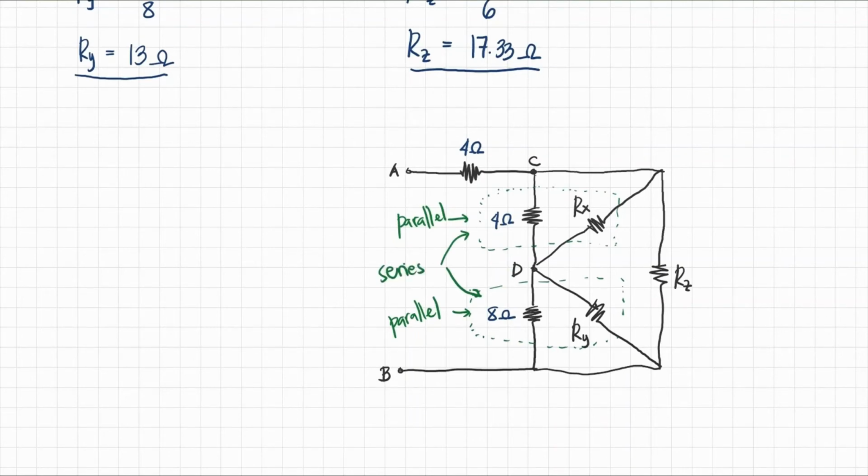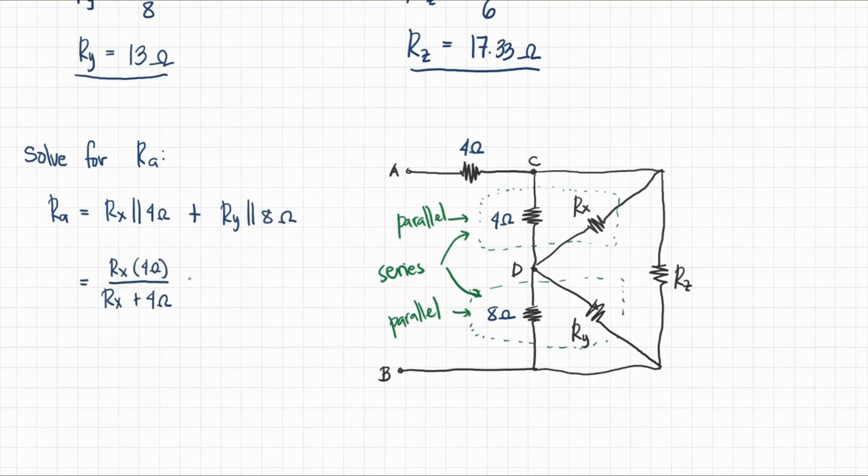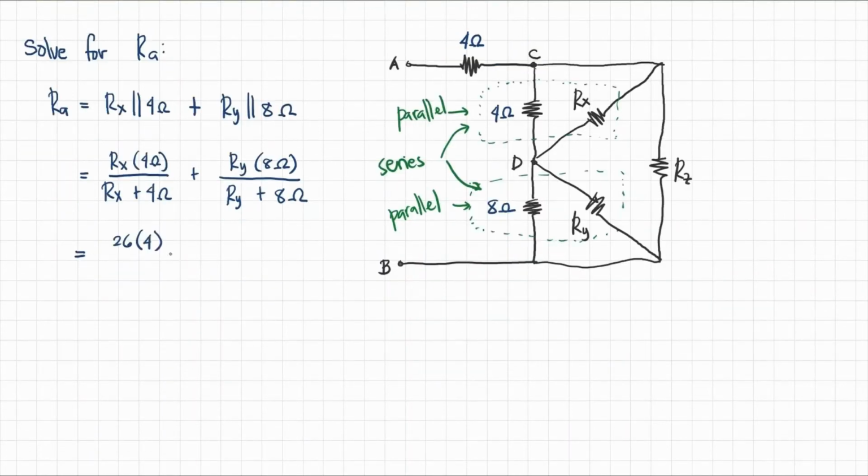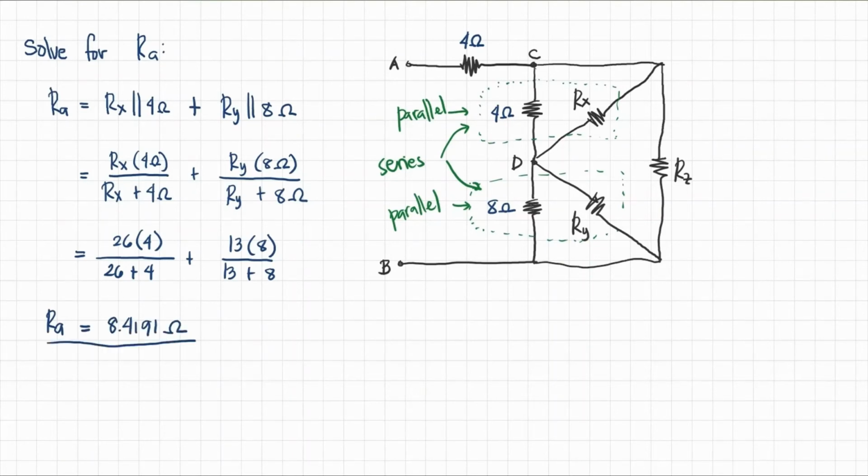So therefore, we can easily calculate their equivalent resistance. We will solve it and name it Ra. So Ra is simply equal to Rx parallel with 4 ohms, plus, because they are in series, the parallel combination of Ry and 8 ohm. We just have to substitute the values and use the formula for parallel and series connection. So we substitute the value of Rx and then Ry, and then we can use a calculator to solve for Ra. So that is 4.191 ohms. So that is your value.